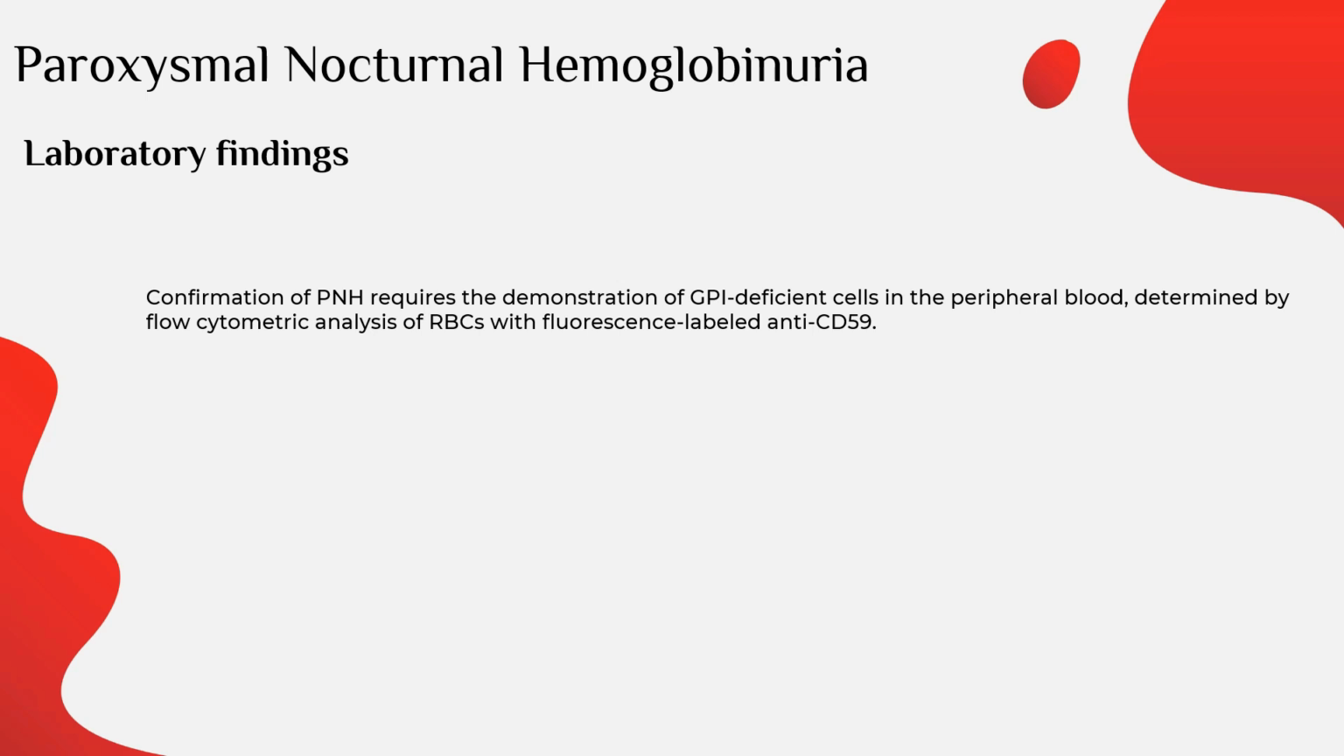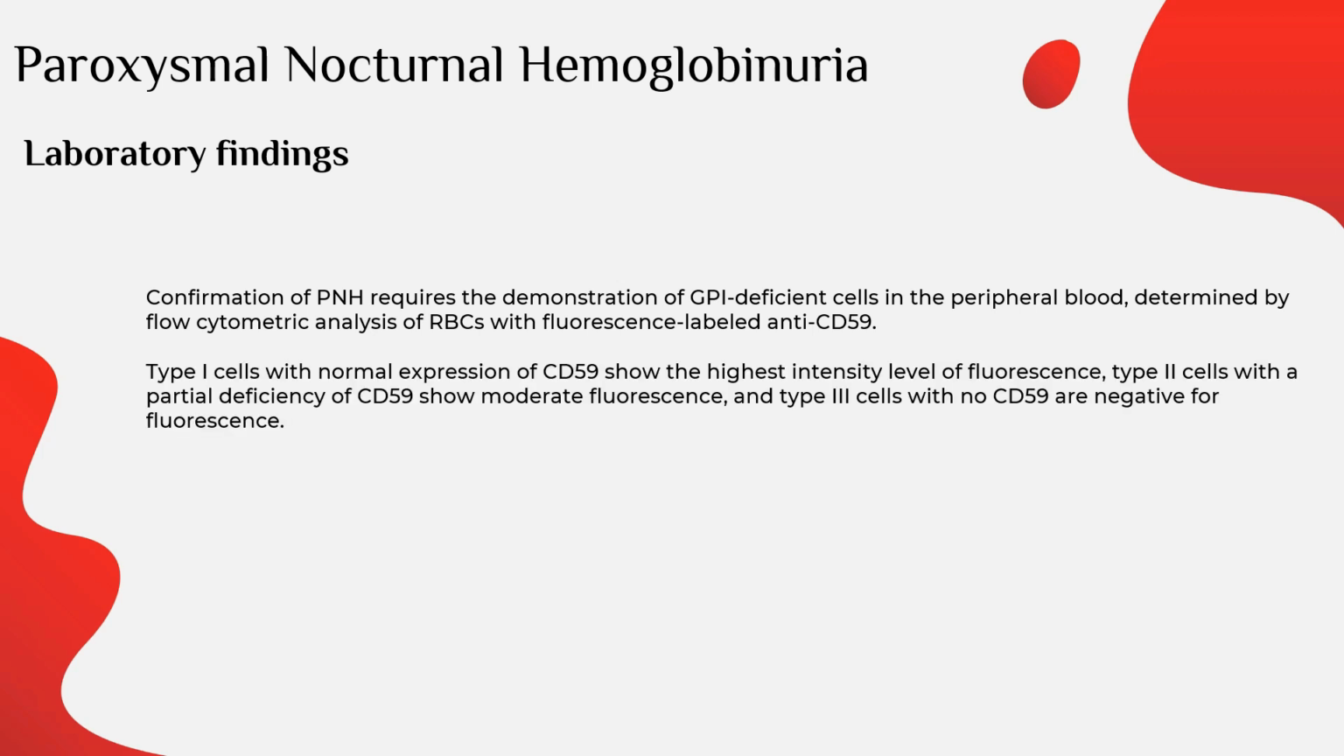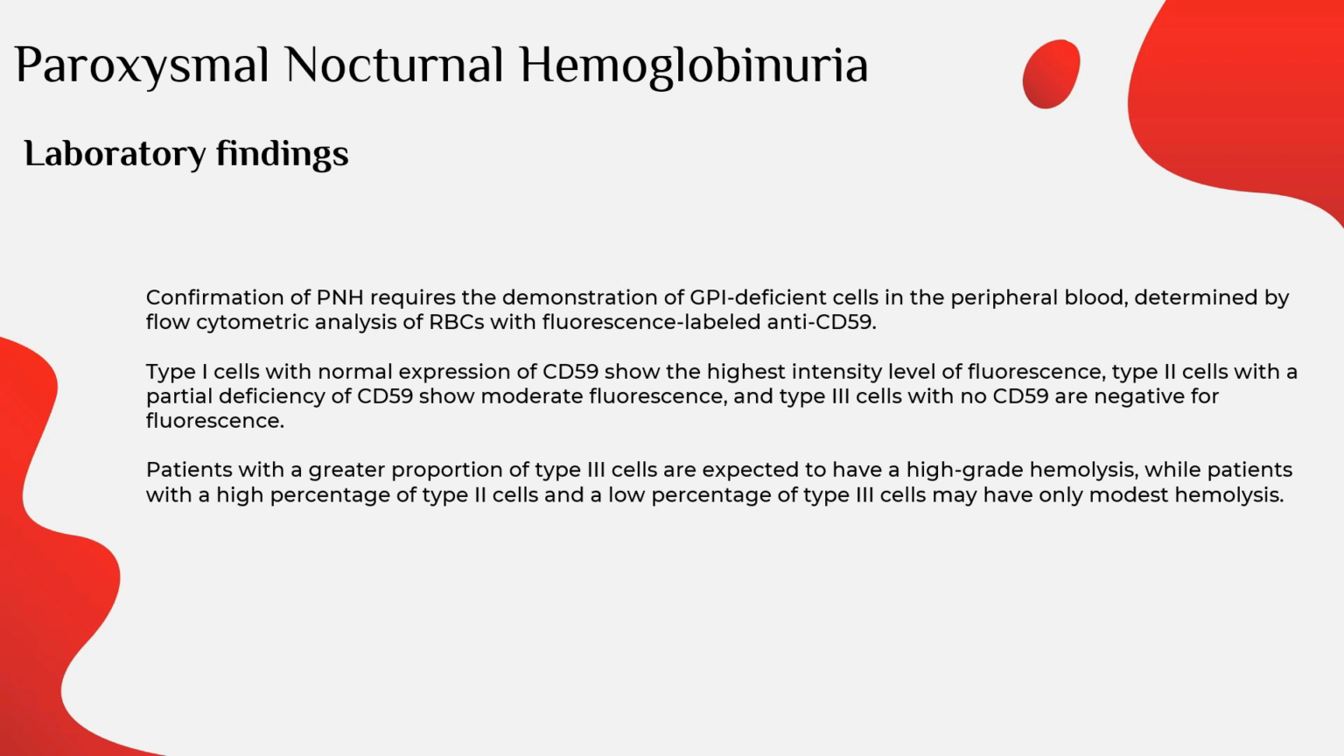Confirmation of PNH requires the demonstration of GPI-deficient cells in the peripheral blood, determined by flow cytometric analysis of RBCs with fluorescence labeled anti-CD59. Type 1 cells with normal expression of CD59 show the highest intensity level of fluorescence, type 2 cells with a partial deficiency of CD59 show moderate fluorescence, and type 3 cells with no CD59 are negative for fluorescence. Patients with a greater proportion of type 3 cells are expected to have a high-grade hemolysis, while patients with a high percentage of type 2 cells and a low percentage of type 3 cells may have only modest hemolysis.